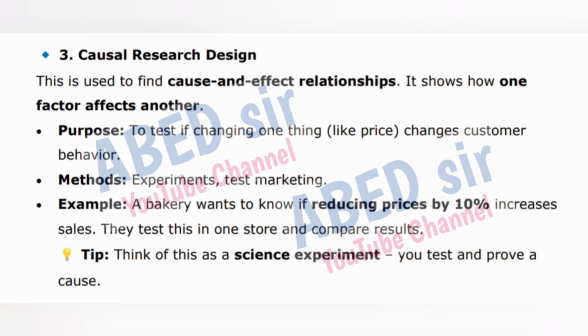3. Causal research design. This is used to find cause and effect relationships. It shows how one factor affects another. Purpose: to test if changing one thing, like price, changes customer behavior. Methods: experiments, test marketing. Example: a bakery wants to know if reducing prices by 10% increases sales. They test this in one store and compare results. Tip: think of this as a science experiment. You test and prove a cause.